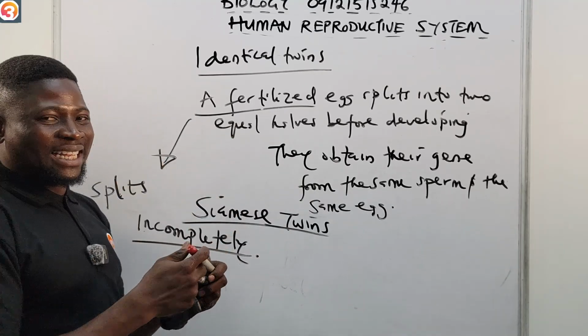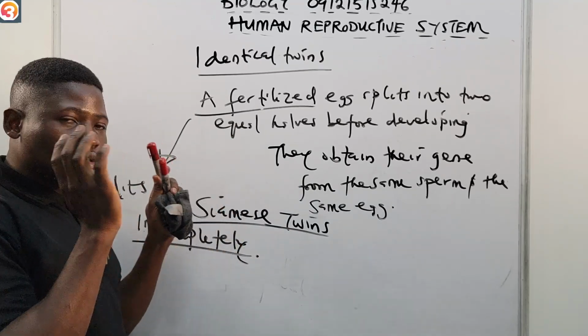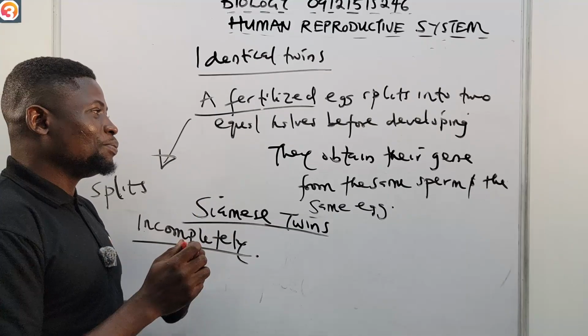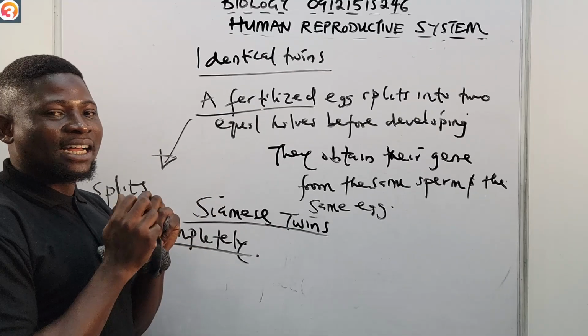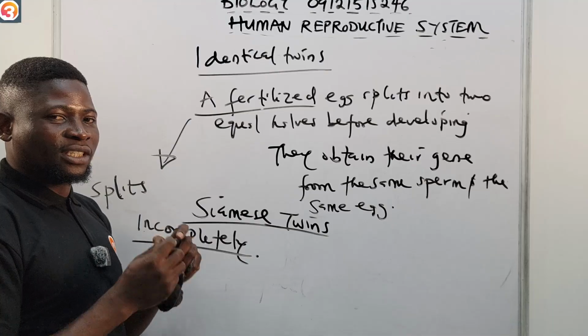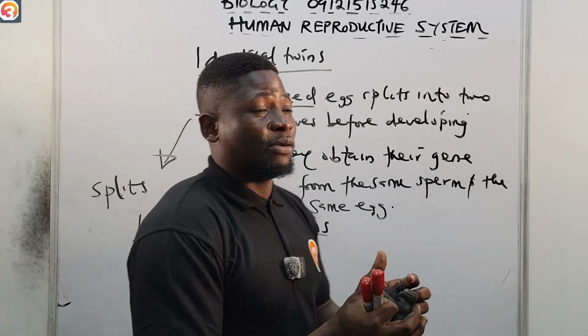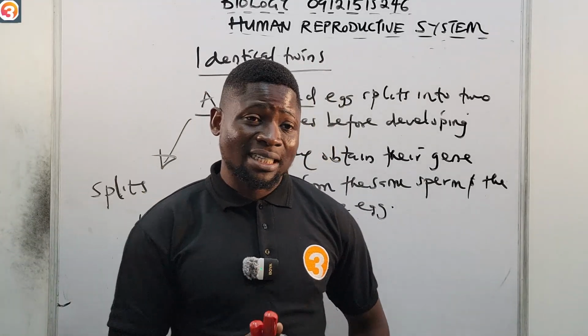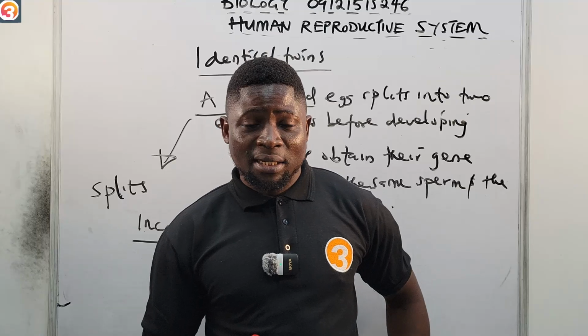But once a fertilized egg splits into two equal halves before developing, identical twins are formed in that condition. All right? So this is where I'm going to stop. In the next class, I'm going to look at meiosis and mitosis, okay? So please ensure you stay with us.